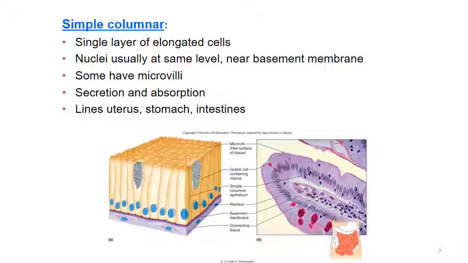Simple columnar, so now the cells are longer. Some may have microvilli. Microvilli are these very short extensions on the cell surface, and it's for absorbing nutrients. And so again, know that secretion and absorption is the main part. And for the location, let's just write down our digestive tract.